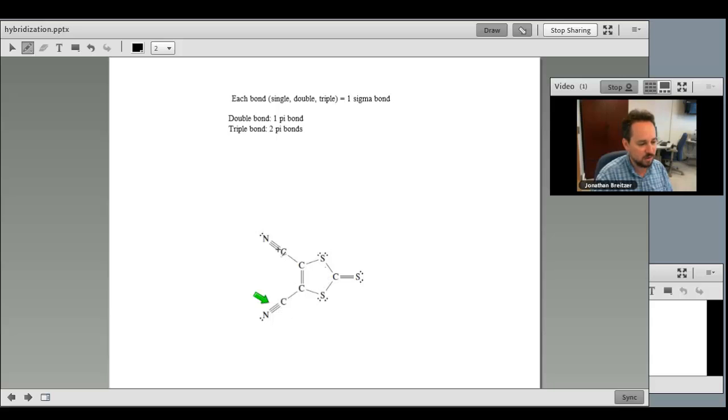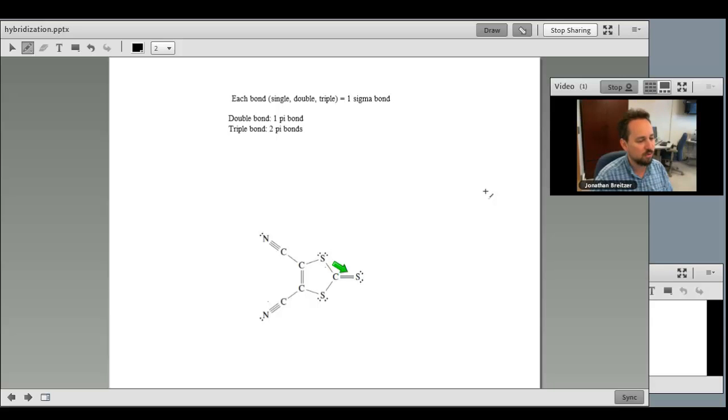Sorry, the triple bond counts as 2 pi bonds. 2, 4, double bond is 1, that's 5. Another double bond here is 1, that's 6. So 2, 4, 5, 6. So there's 10 sigma bonds and 6 pi bonds.